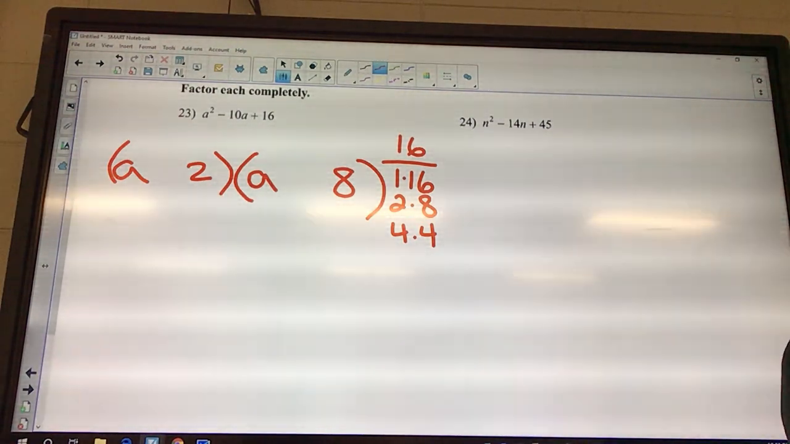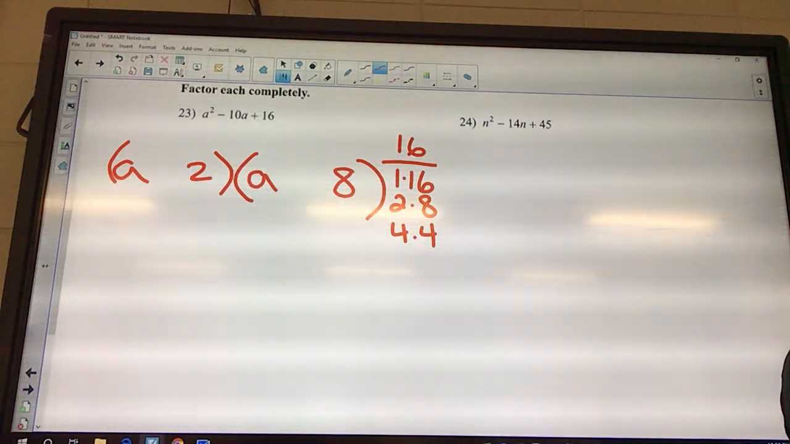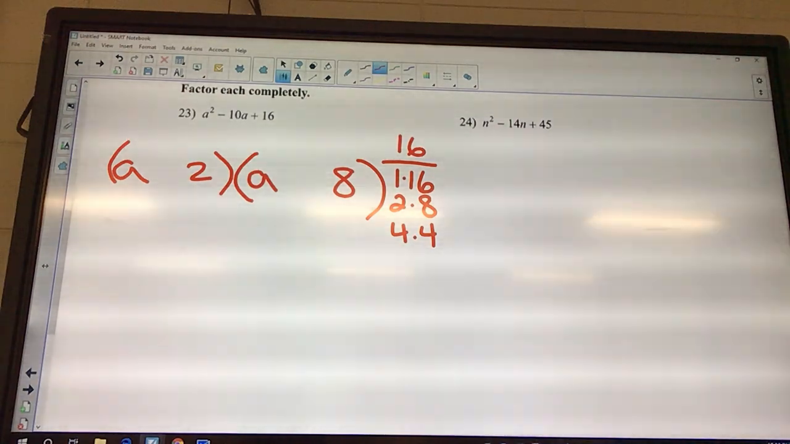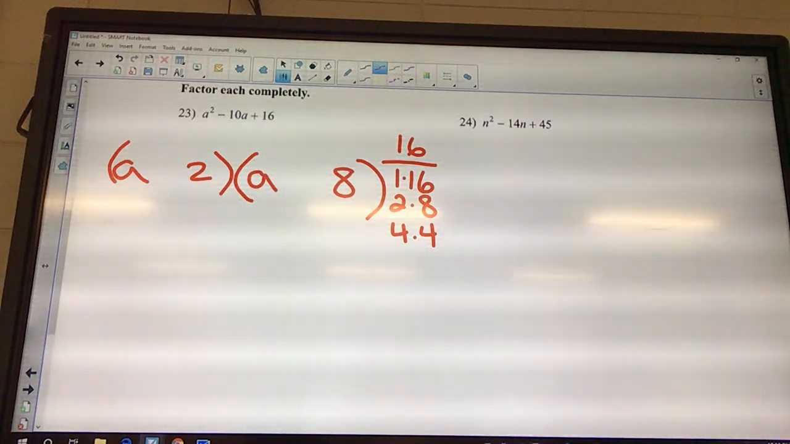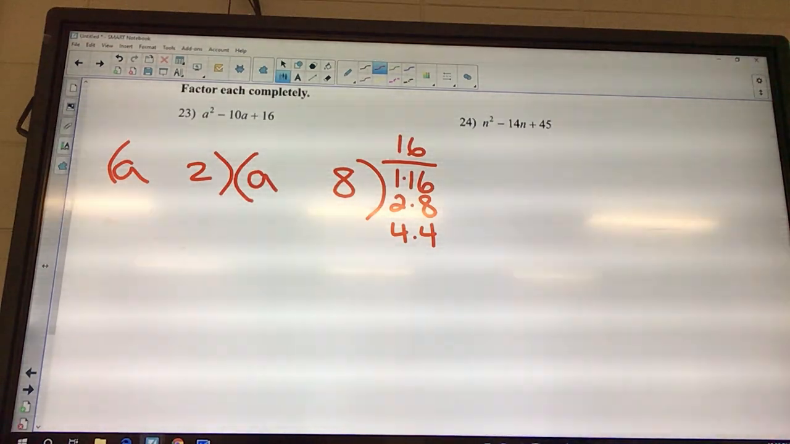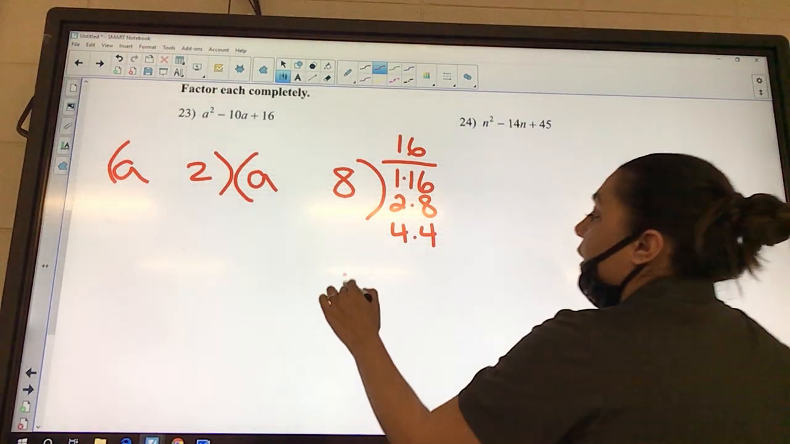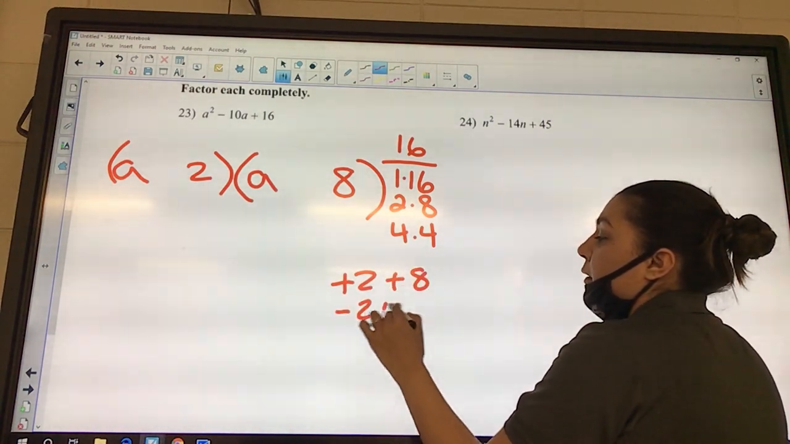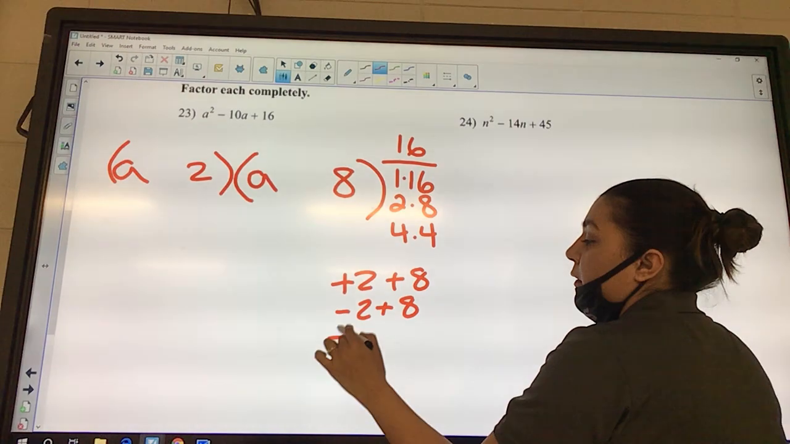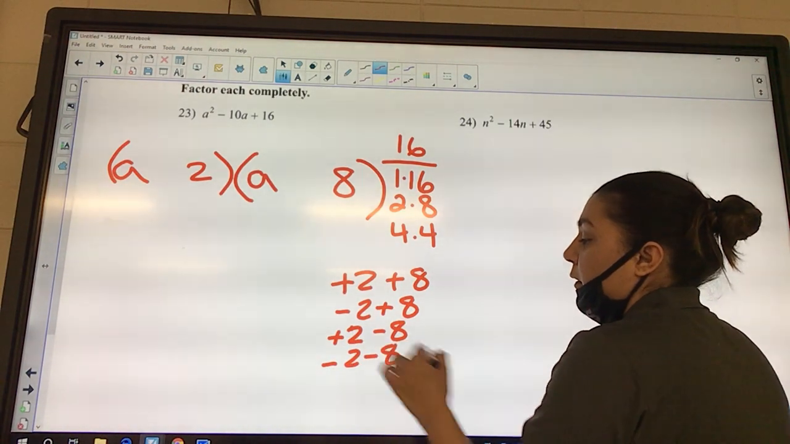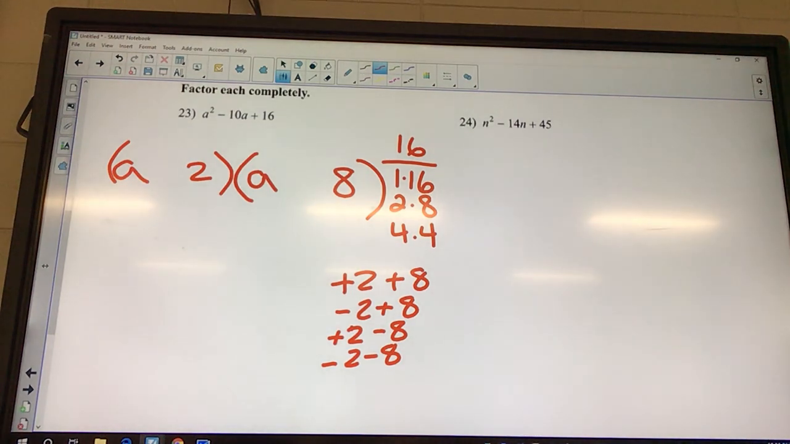How can I get a negative 10? One of them has to be negative and a positive. Use your calculators. Figure it out. So you could say plus plus, plus minus, minus minus, minus plus. Okay, look up here, I'll write them up here. So you could say positive 2, positive 8. Never mind. It has to be negative and negative, because if you do positive, negative, you get negative 6.